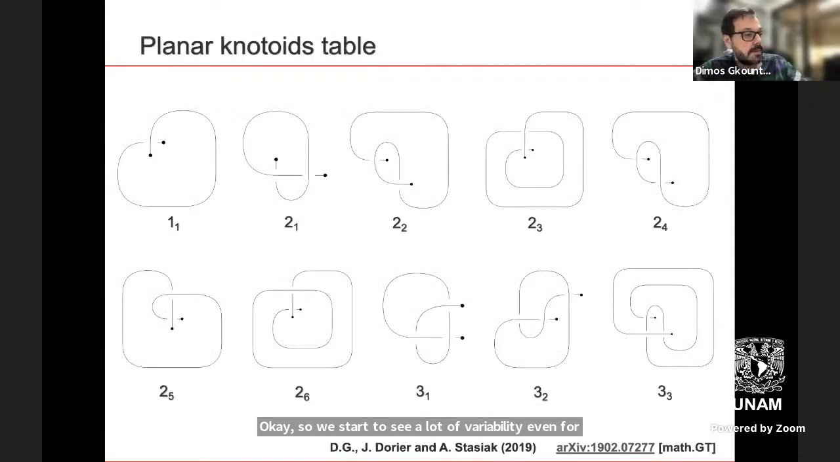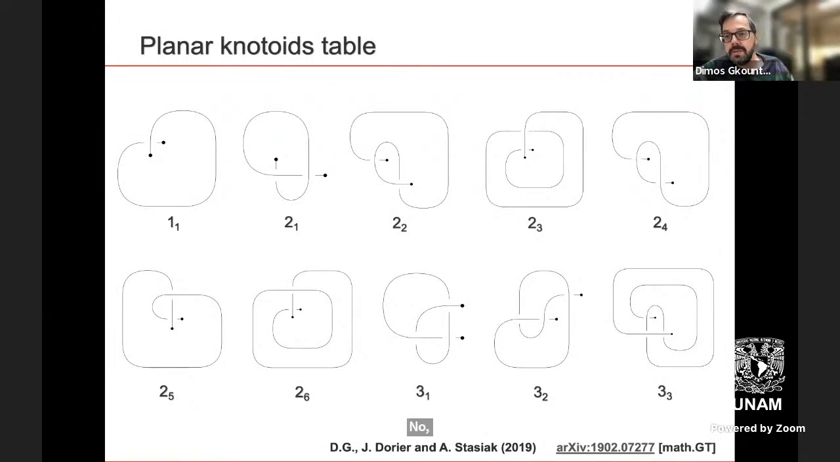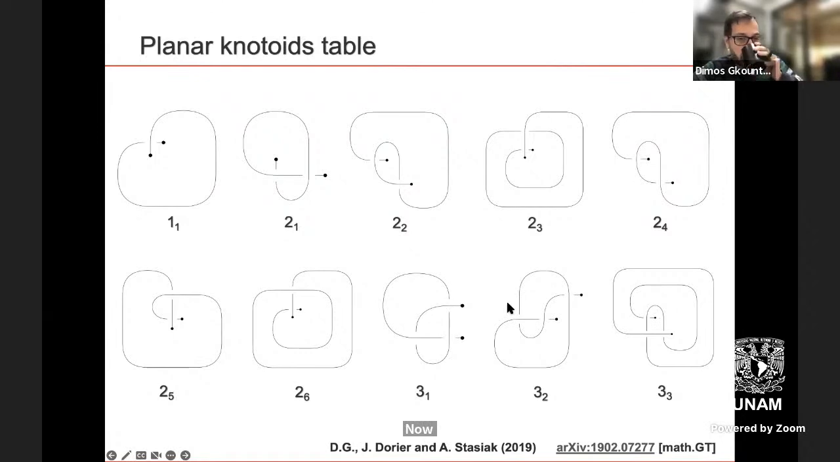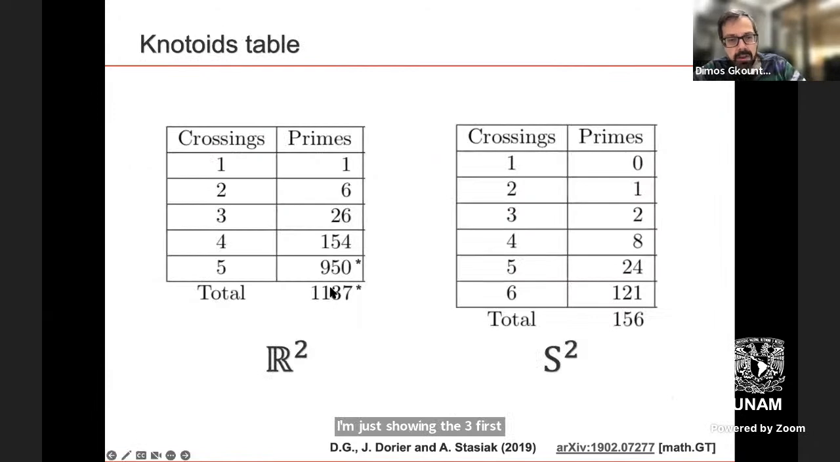Now, as we said before, we used all of this machinery to create a tabulation of natoids on the plane and on the sphere. And these are the first 10 natoids on the plane. You see that we have one natoid with one crossing, 6 natoids with 2 crossings. We have more natoids with 3 crossings. I'm just showing the first 3. And to summarize, on the plane, we did it with up to 5 crossings. On the sphere, we did it with up to 6 crossings.